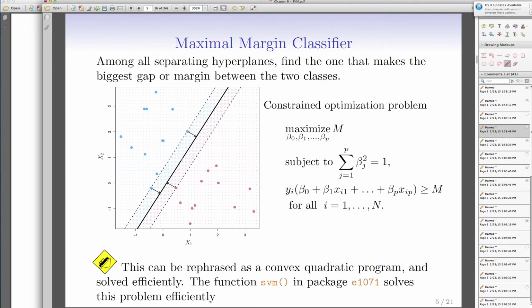I'm not getting into too much detail of it. This formulation has very nice properties, and in order to solve it, you have to use SVM, which is support vector machine, in a package with a very weird name, e1071. We are going to work on it in our lab.